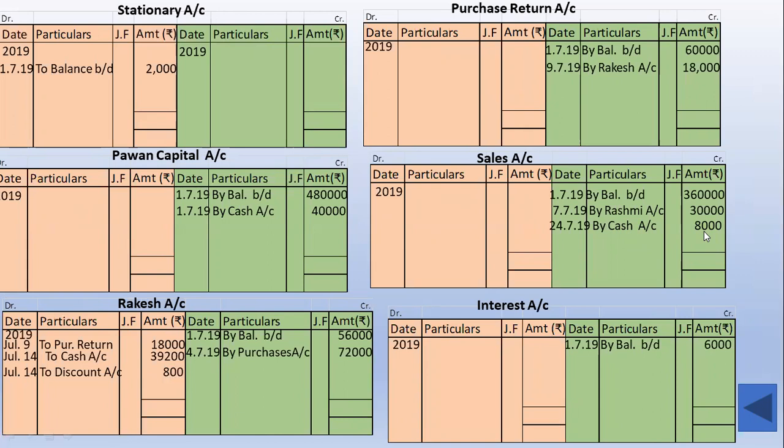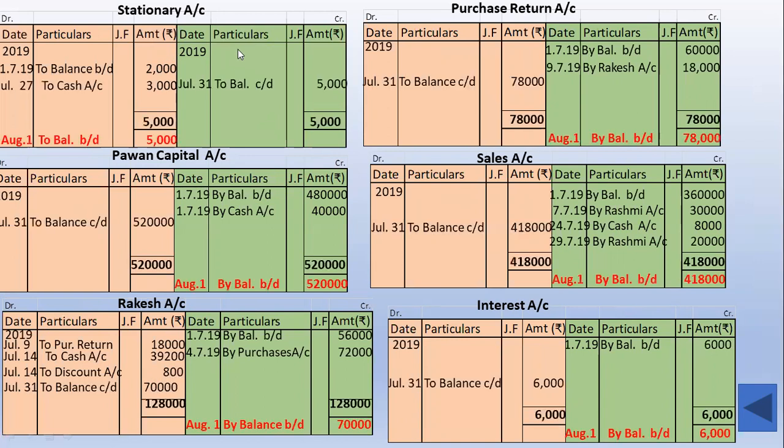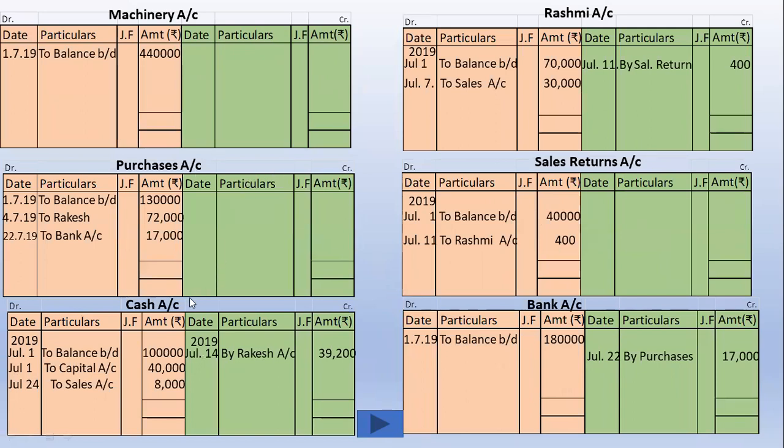Bought stationery rupees 3,000. These purchases shall be recorded as stationery account debit side and cash account credit side. See, in stationery account debit side 3,000 and in cash account credit side rupees 3,000. See, this 3,000 by stationery 3,000.